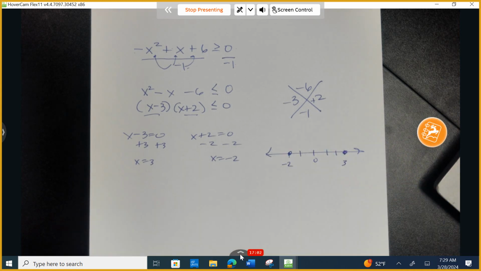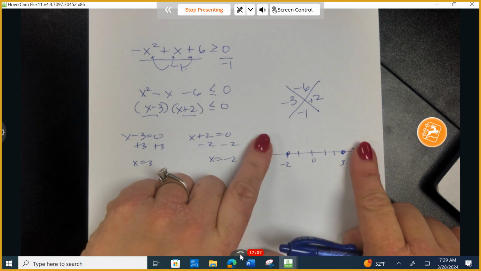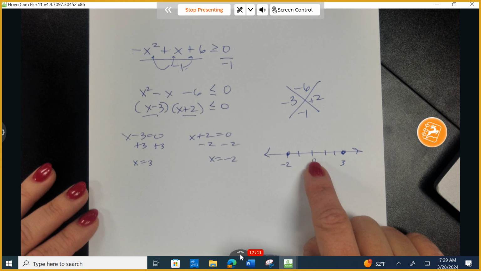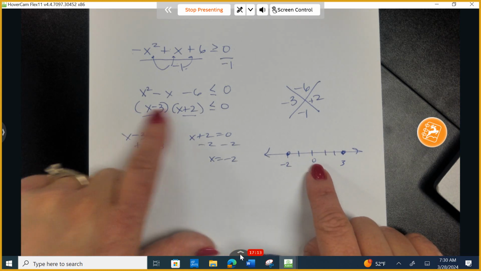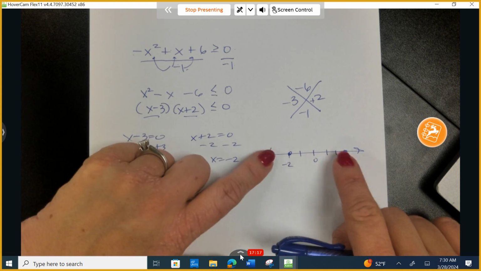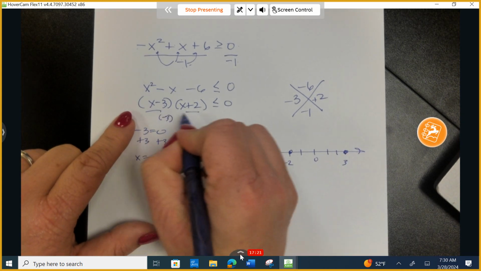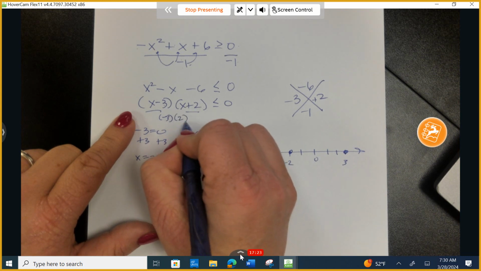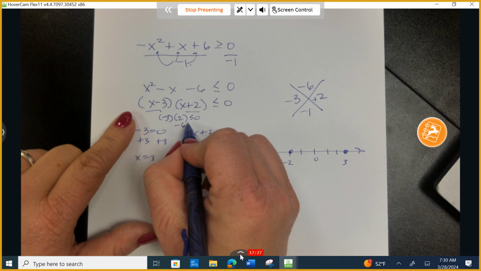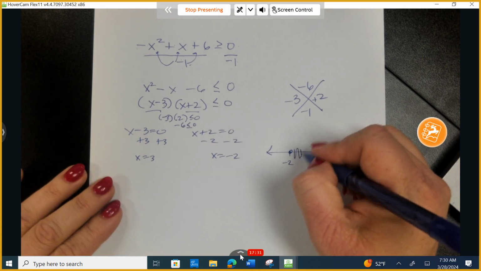Now I need to decide, am I going to shade in between them or on the outsides? I'm going to choose, because 0 is, I think, the easiest number to plug in. I'm going to plug in 0, and I'm going to do some mental math here. So I'm testing all the values that are between -2 and 3. I'm going to try 0. 0 minus 3 is -3. 0 plus 2 is 2, and I want to know, is this a true statement? -3 times 2 is -6. Is -6 less than or equal to 0? It is. That means I shade in between.